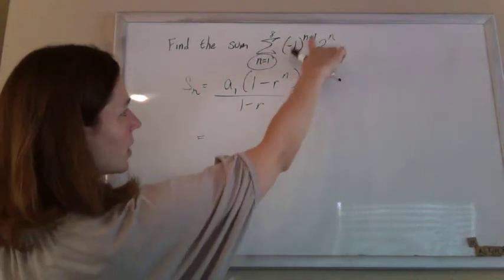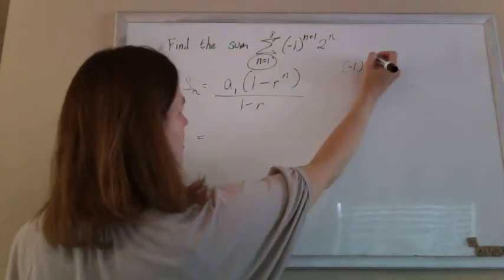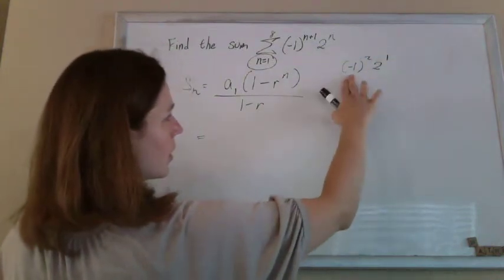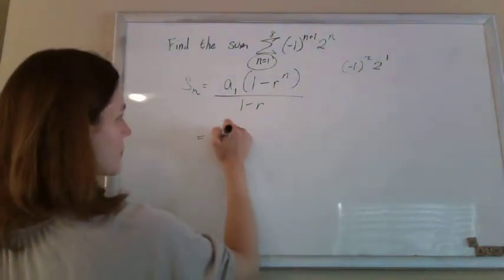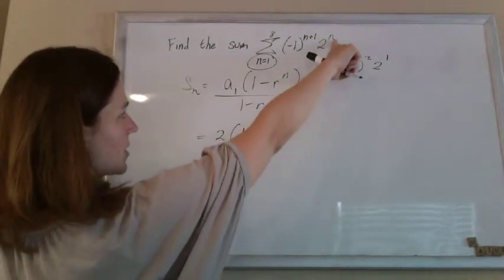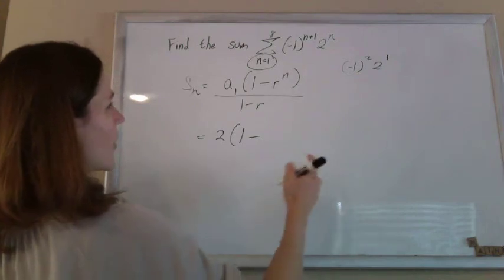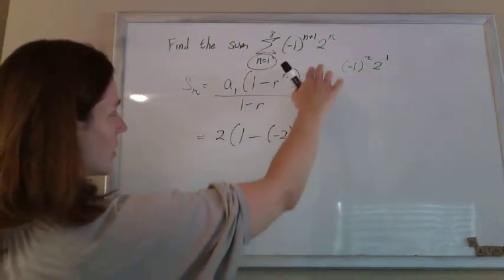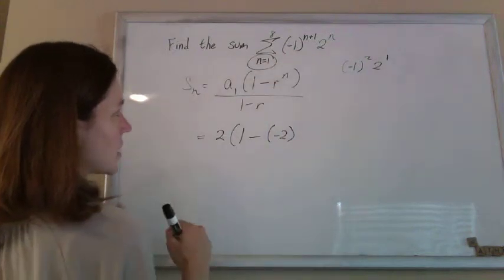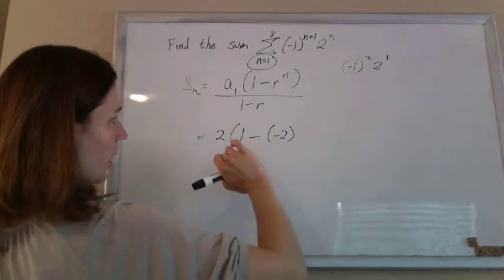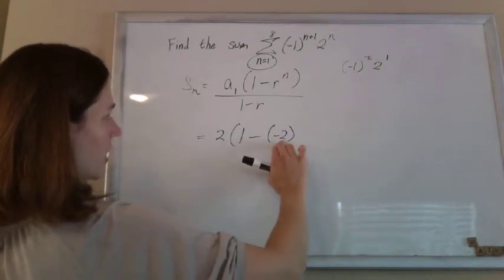So we'll have negative 1 to the 1 plus 1 is 2 times 2 to the 1. So that will be a positive 2. And then 1 minus, the r is what's being raised to that n power. Oh, crud. It's actually going to be a negative 2 in this case because the negative 1 is being raised to the n as well. So your r is going to be a negative 2.